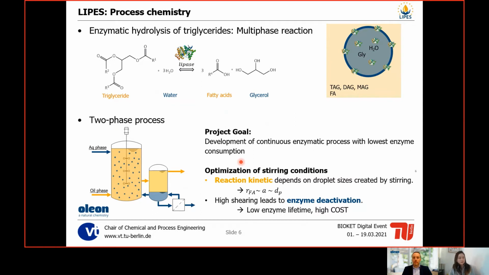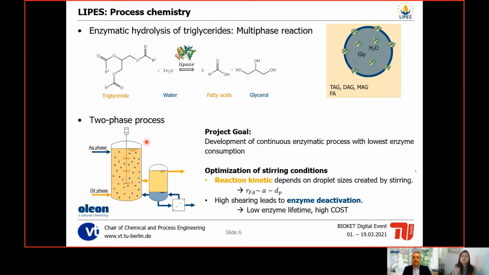How do you optimize this process? We take a look into different separate aspects of the process. The first one is the reaction kinetic, and the second one is the enzyme deactivation. The reaction kinetic is dependent on the surface area, as I explained before, and we create the surface area by stirring the water and oil. The higher the stirring rate, the smaller the drops, the bigger the surface area, and the reaction is faster.